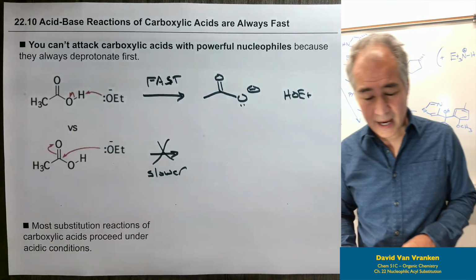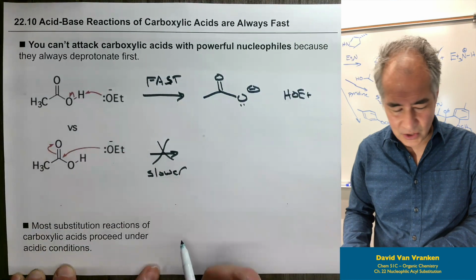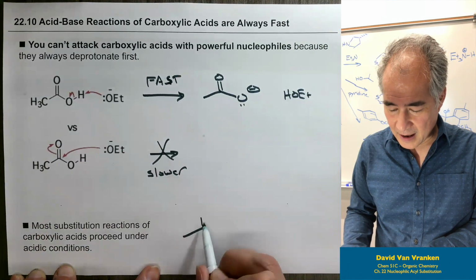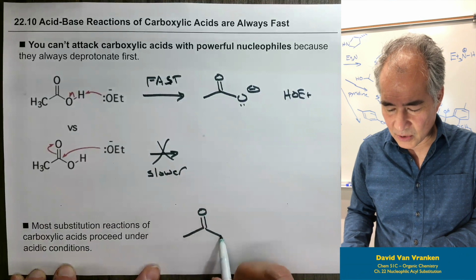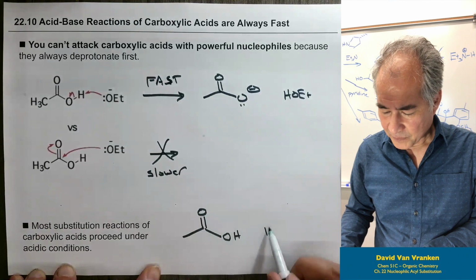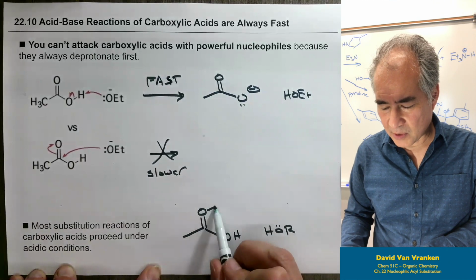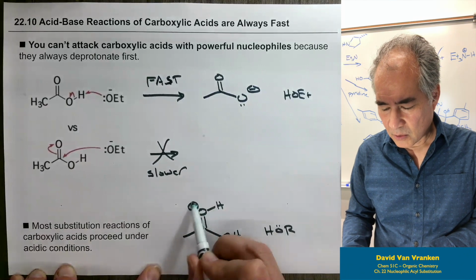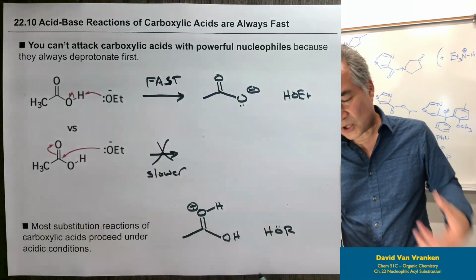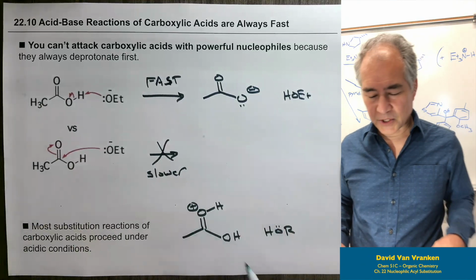So what's our trick? How are we ever going to get anything to add to this carbonyl, especially an oxygen nucleophile? And our trick, I've already mentioned this to you, is very simple. If we want to attack a carboxylic acid, especially with a weak nucleophile like an alcohol, we have to protonate that carbonyl first. We have to throw in an acid that is so strong that it can protonate the carbonyl, and that's how we're going to get alcohols to attack.